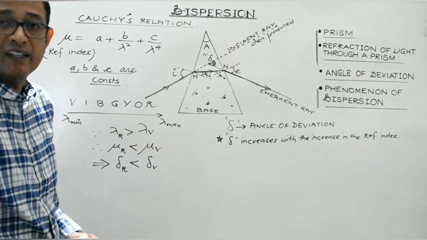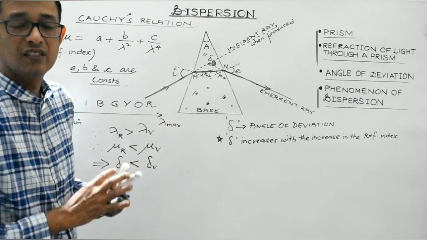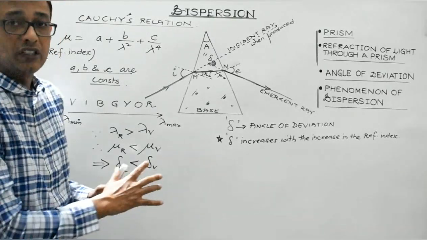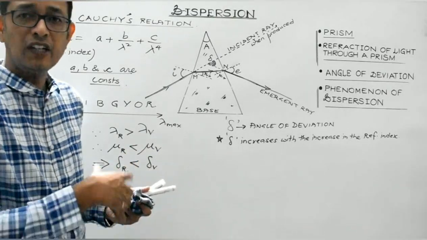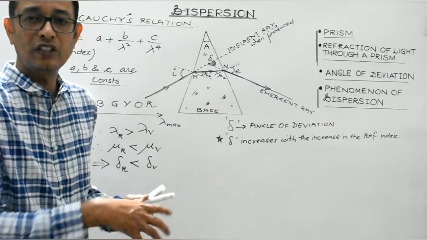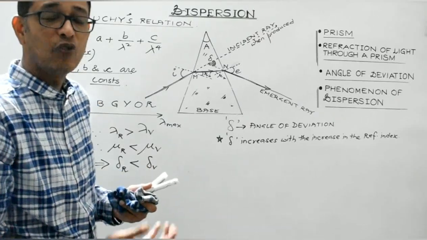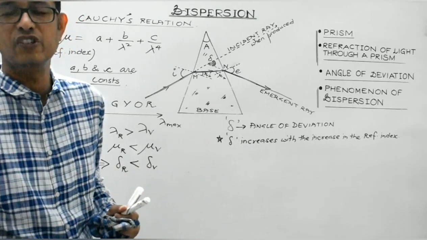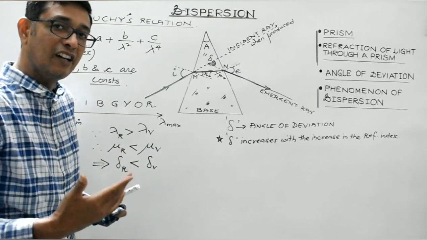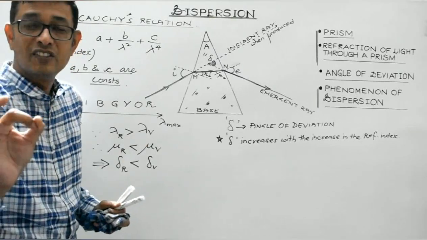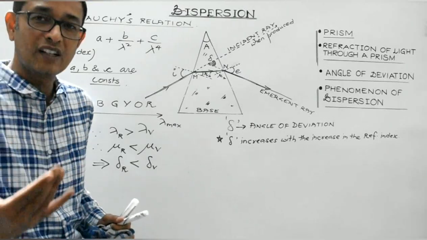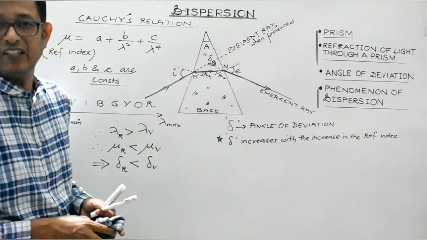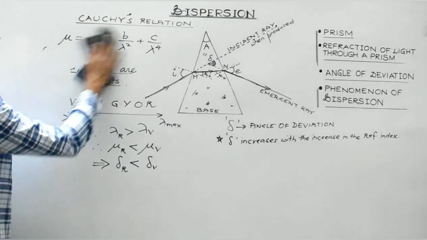So when white light, which is composed of seven constituent colors, is incident on one refracting face of a prism, then due to the different wavelengths of its constituent colors, different colors get refracted or deviated through different amounts. As a result, the white light gets split up into its seven constituent colors, all suffering different deviations, violet suffering maximum deviation and red suffering minimum deviation. This splitting of white light into its seven constituent colors when it passes through a prism is known as dispersion of light. Let me explain this phenomenon with the help of this particular diagram.